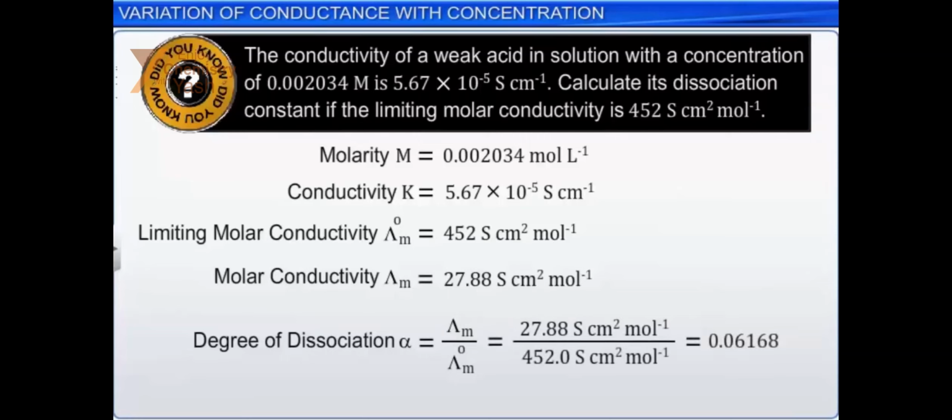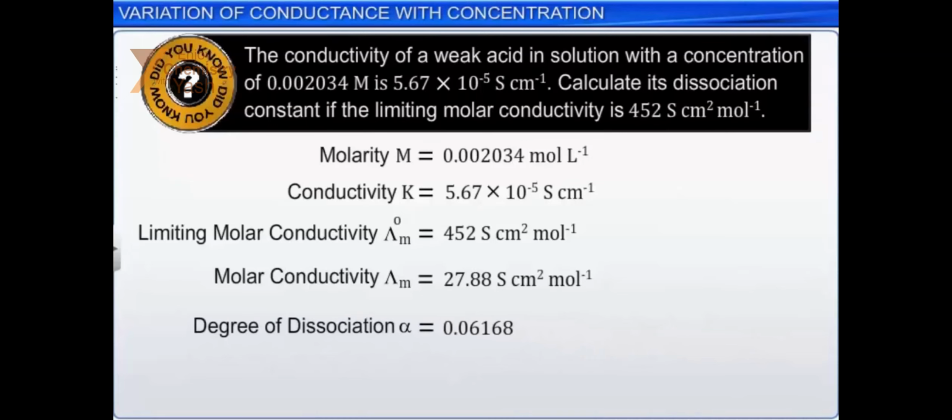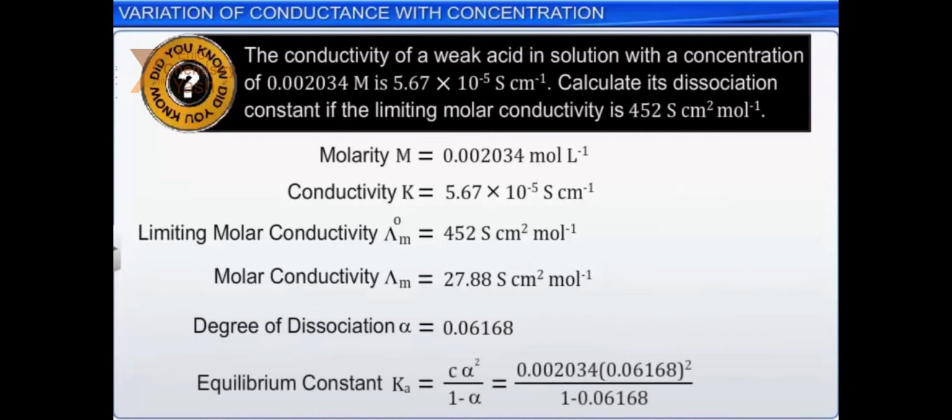With the value of the degree of dissociation in hand, we can use the equation relating Ka and alpha. Substituting the values, we get Ka is equal to 8.25 times 10 to the power minus 6.